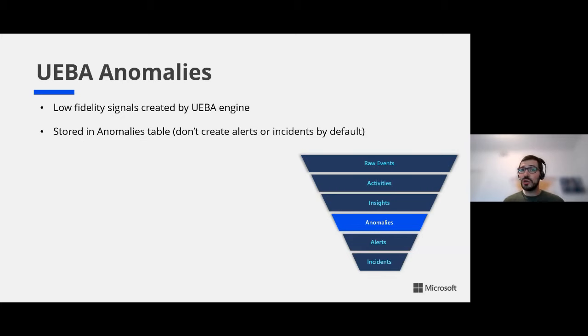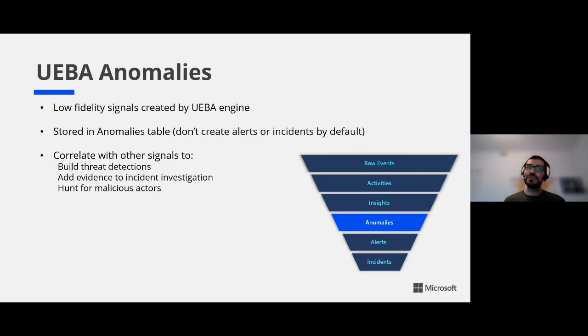If you want to do so, it's very easy to do so. You can just create an analytic rule that is scheduled and that looks at the anomalies that go into that table. And how do we use those anomalies? So they're very useful to correlate with other signals, right? To, for example, build new threat detections, to also add evidence to an ongoing incident investigation, and also to hunt for malicious actors that might be ongoing in your system.